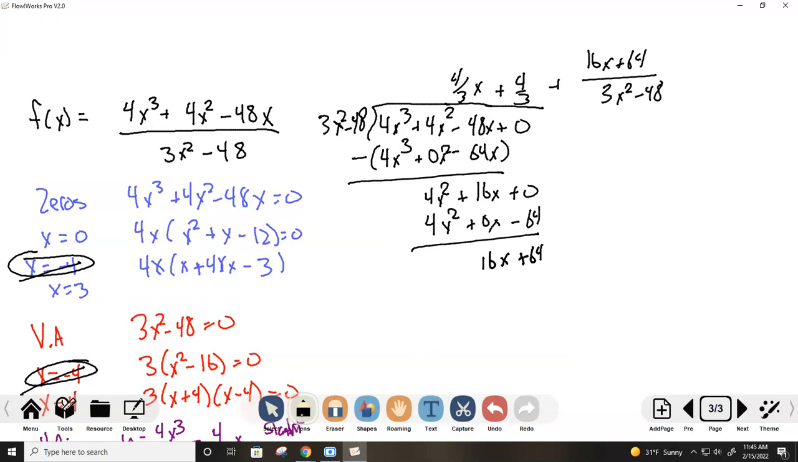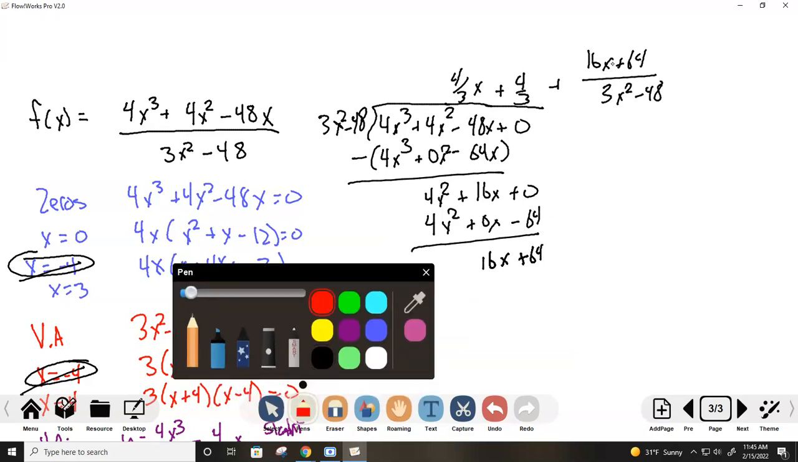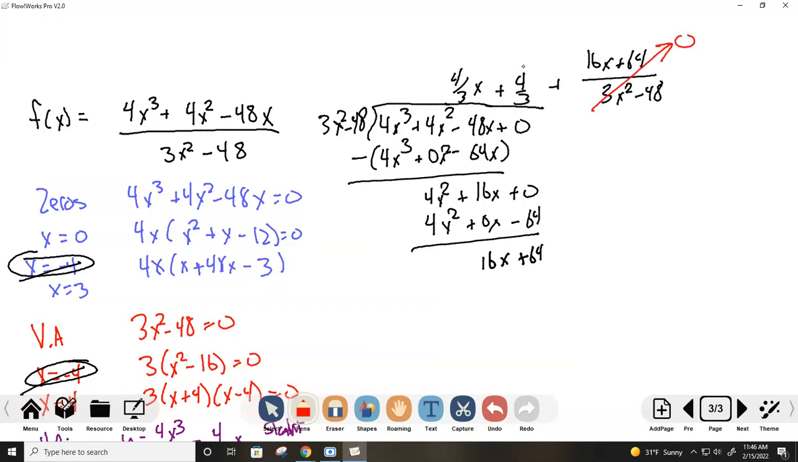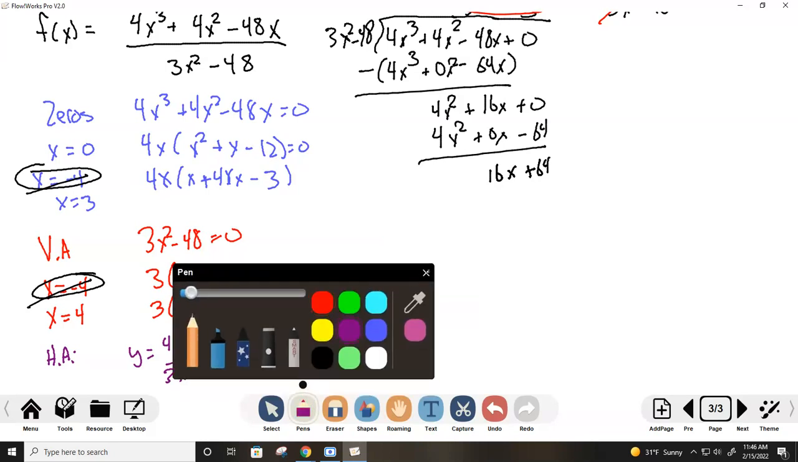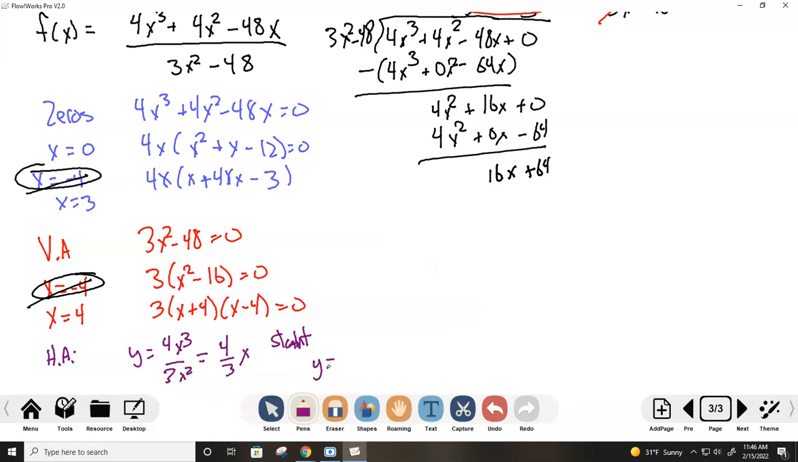But when x is large, again, the degree of the denominator is greater, so this will go to 0. So for the end behavior, it's actually going to be 4/3 x plus 4/3. Pretty close to this 4/3 x, but a little better one would be y equals 4/3 x plus 4/3 for my slant asymptote.